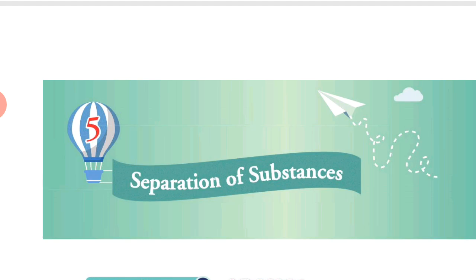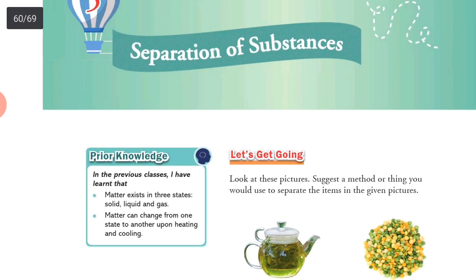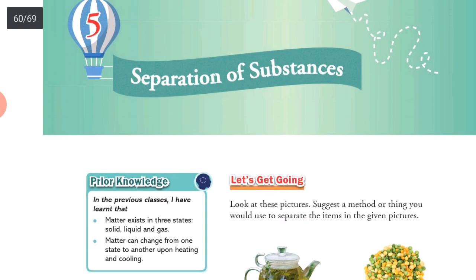Okay, dear students, you have studied about matter. It exists in three forms: solid, liquid, and gas. Now, the matter can change from one state to another upon heating or cooling. We all know, for example, conversion of water into ice and ice back into water.